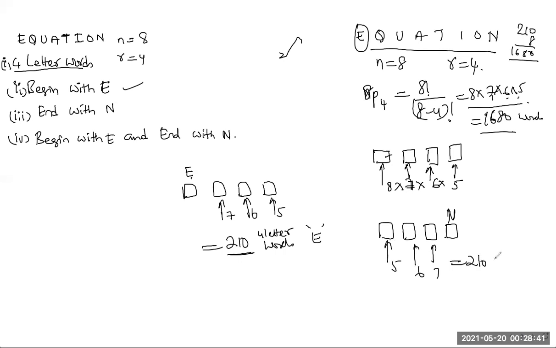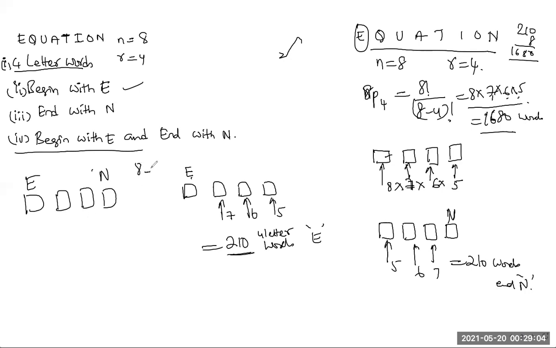So there are also 210 unique words which end with N. Okay, so the final one is words that begin with E and end with N. So already we have chosen 2 positions in our 4-letter words. The first one will be E and the last one will be N. So already out of the 8 elements, 2 are chosen.